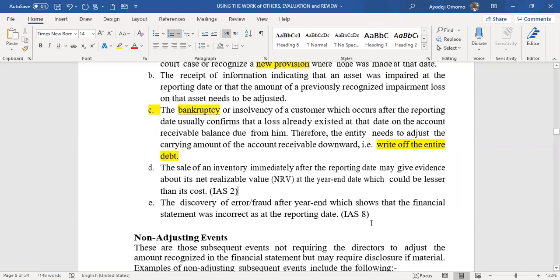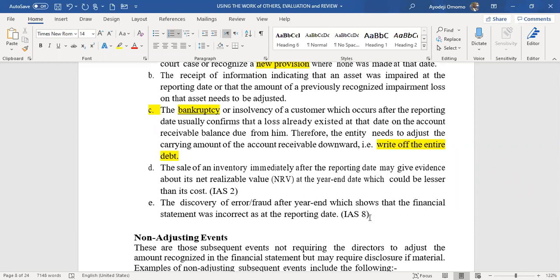Now, in line with IAS 8, it says that when you discover any fraud or error, you have to do it retrospectively. You have to go back to the beginning and correct it. So, Ayo, this IAS 8 now, if we were discovering an error or fraud and want to go back like 2-3 years ago, we can now go to retained earnings.